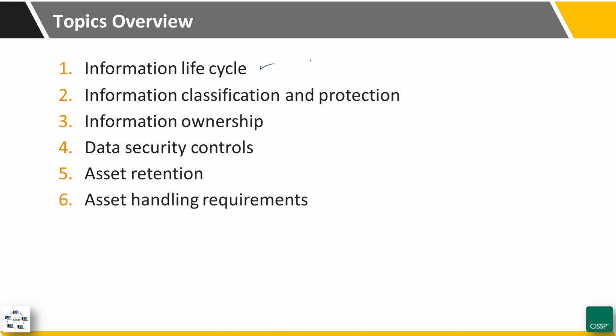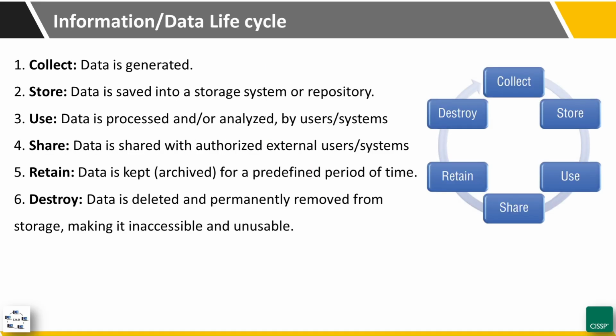These are some of the topics that we will go through, including the information life cycle, information classification and protection, information roles, data security controls, asset retention, and asset handling requirements. So our first topic is the information and data life cycle. It is pretty straightforward. We have these 6 steps during the information or data life cycle, and these are collect, store, use, share, retain, and destroy.